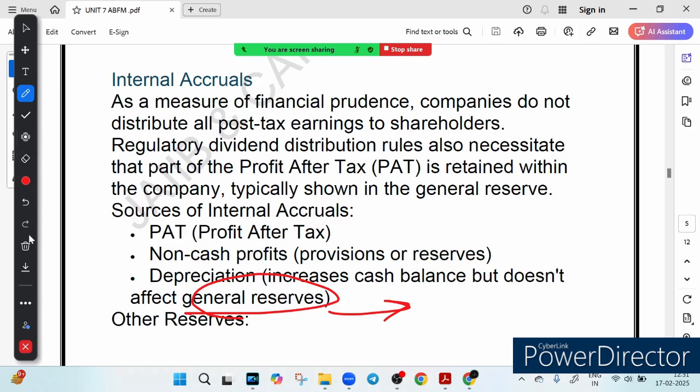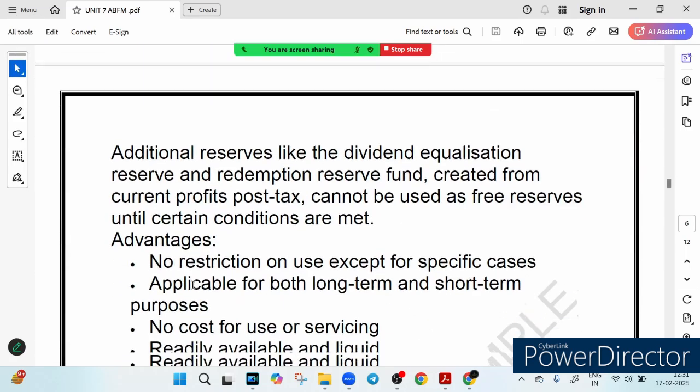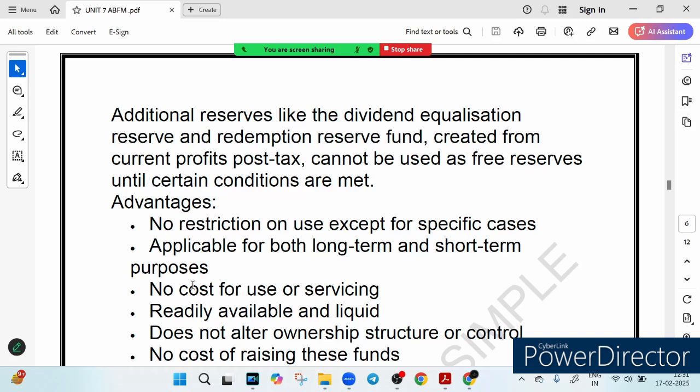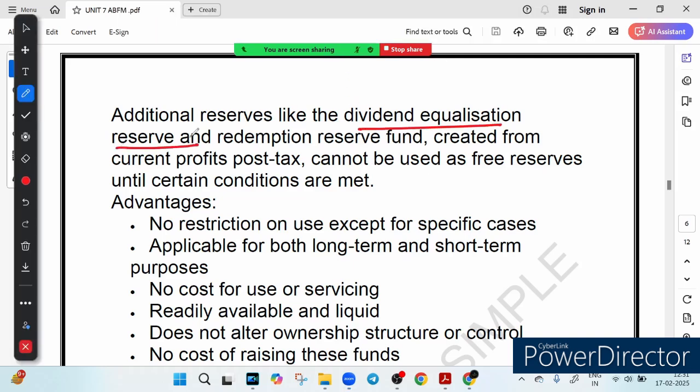Now we have some other reserves in the form of so-called special reserves. Let's make it more clear. What are these special reserves? Some profit is stored in special reserves, like the dividend equalization reserve, right? And the second is the redemption reserve fund. So what are these used for? There are two things we are talking about: dividend equalization reserve and redemption reserve fund.